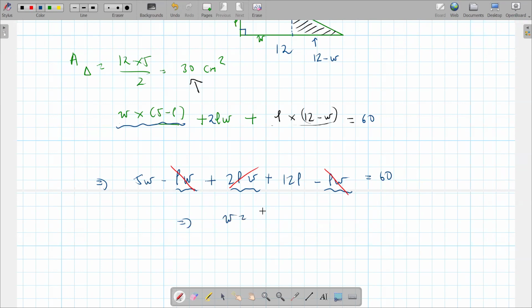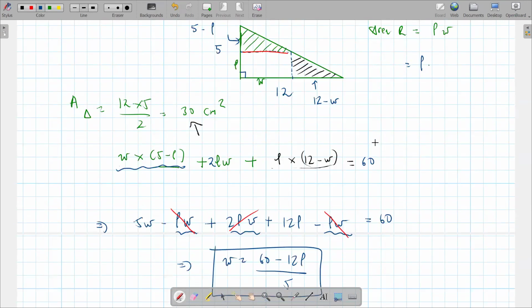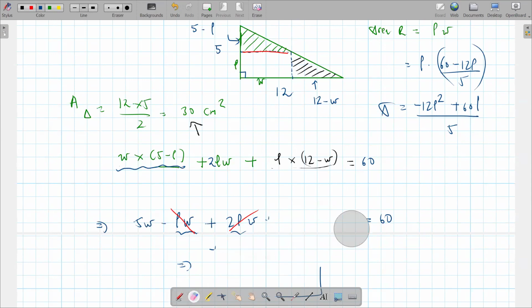So W will be 60 minus 12L over 5. There we go, that's our substitution. We're very close. Now we replace that W with what we found from this substitution. So L times W is L times 60 minus 12L over 5. Let's open the brackets. That gives me negative 12L squared plus 60L over 5. That is my area function A right now.